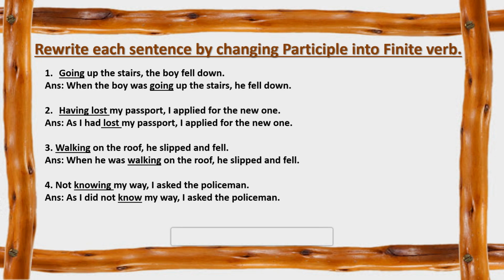Now question number 3. Walking on the roof, he slipped and fell. Here, walking is a present participle. After adding an auxiliary verb and the subject, the answer is: when he was walking on the roof, he slipped and fell. Now the last question, question number 4. Not knowing the way, I asked the policeman. See the tense here. The question is in past tense. So if we change it, the answer is also in the past tense. So the answer is: as I did not know my way, I asked the policeman. Here, did not know denotes past tense, and in past tense also it denotes simple past tense.